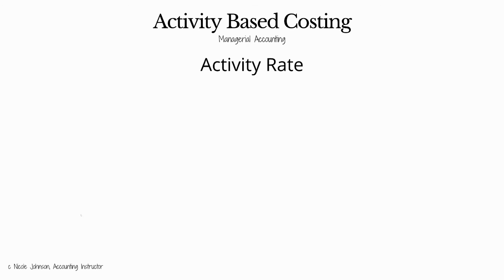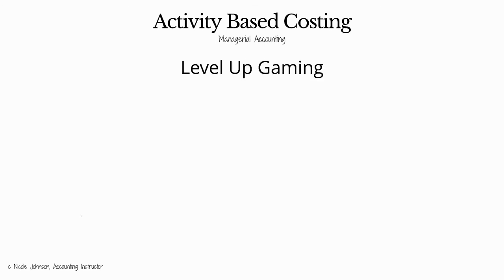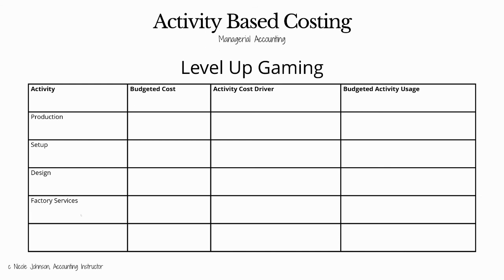Let's talk about activity rate. Your activity rate is determined by taking your total budgeted activity cost and dividing it by the total budgeted activity usage. We're going to look at Level Up Gaming today. Level Up Gaming has decided on 4 main activities that are used in the production of their standard and custom gaming systems. The activities are production, setup, design, and factory services.